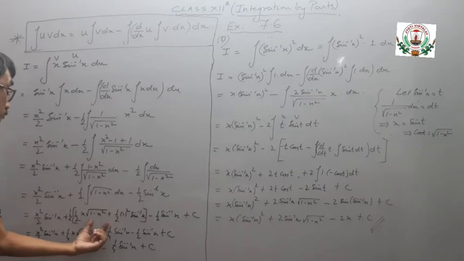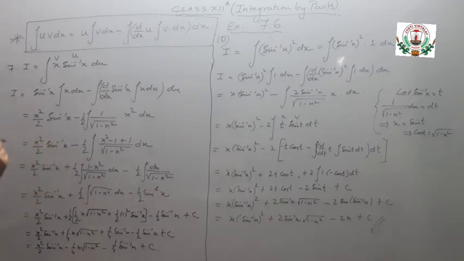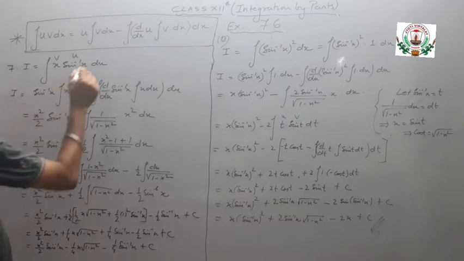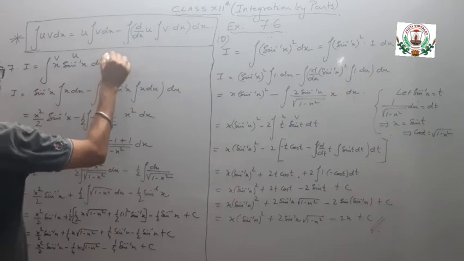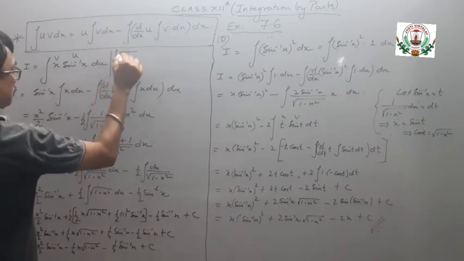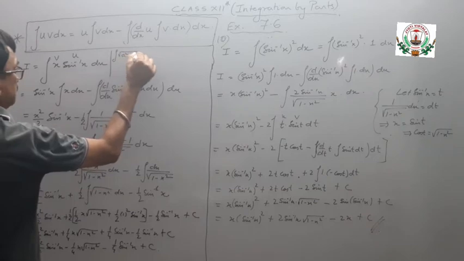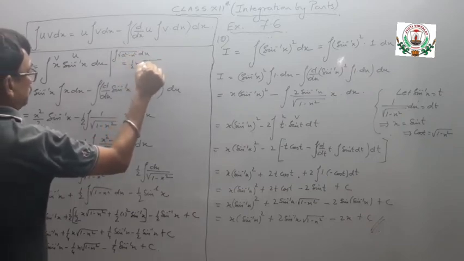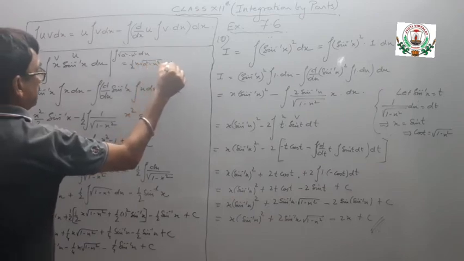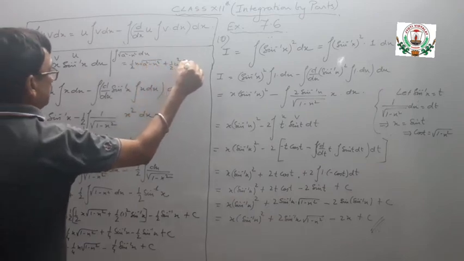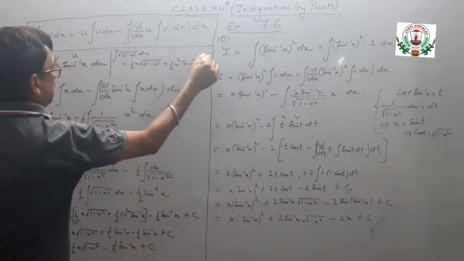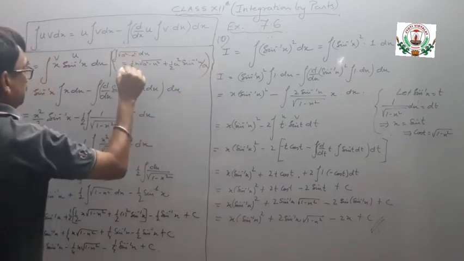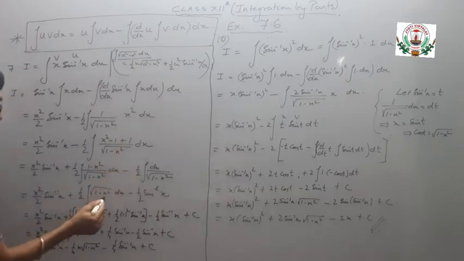Remember this formula. Earlier also I told that you have to study the formula everywhere. Here I am writing down in short, integration of root over a square minus x square dx equals 1 by 2x under root a square minus x square plus 1 by 2a square into sine inverse of x by a. This formula is applicable here.